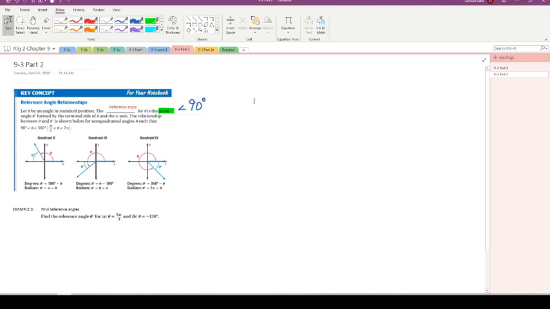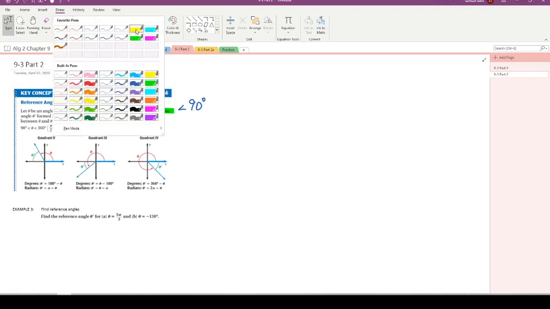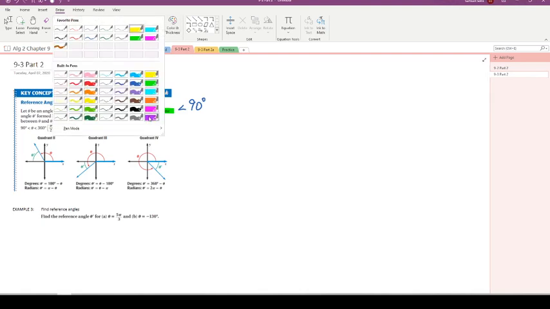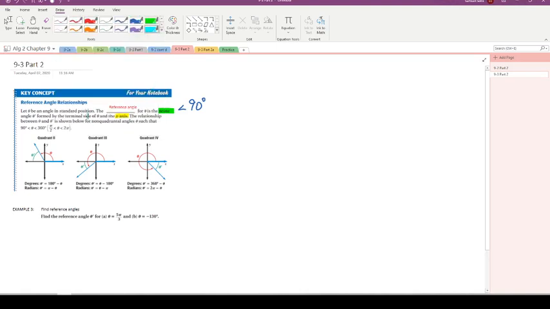Angle theta prime formed by the terminal side of theta and the x-axis. So let's highlight that as well. It is important that you know that it goes to the x-axis. The relationship between theta and theta prime is shown below for non-quadrantal. And that's going to be important. So let's highlight that.